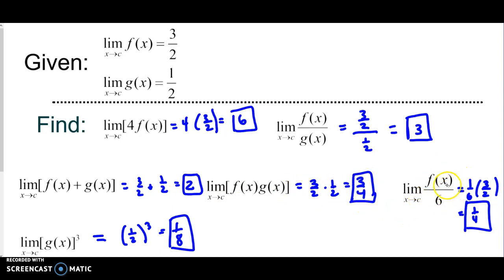This one is technically scalar still. You might think of that as division, which it is, dividing by 6, but it's the same thing as multiplying by 1/6, so we get 1/4. And then last but not least, that power property, we get 1/8.